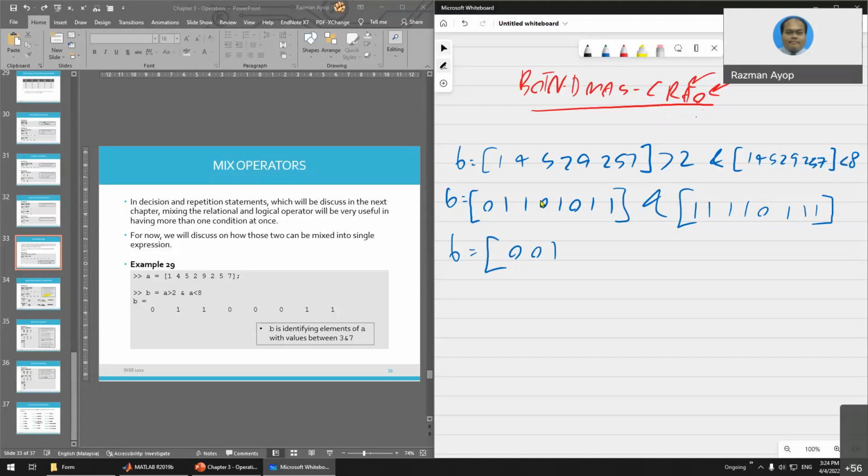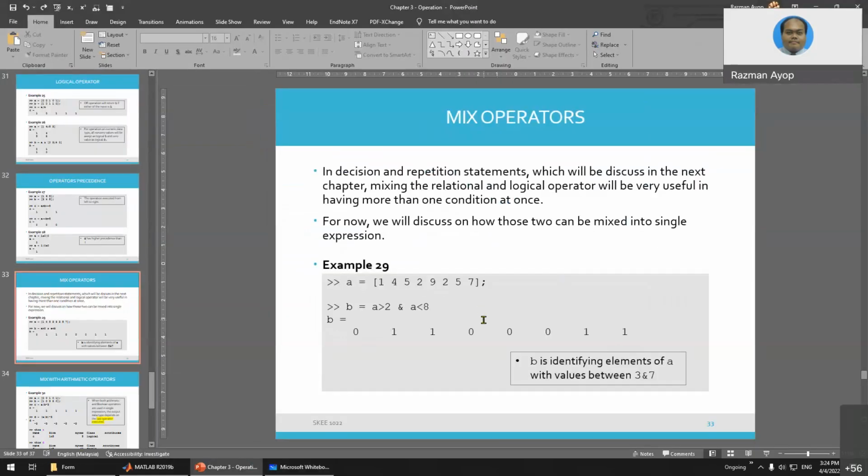Okay, there is something wrong here. Okay, 1, 1. Okay, so 0, 1, 1. 0, 0, 0, 1, 1. Okay, so that is how you solve this manually. So this is what happens when you have mixed operation.